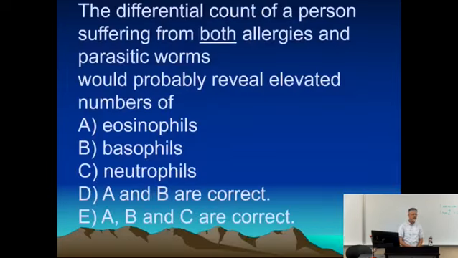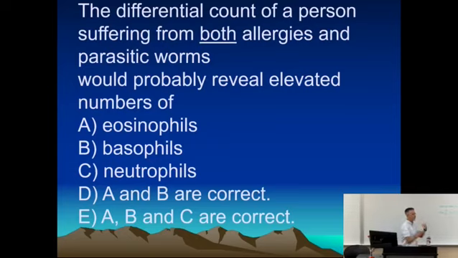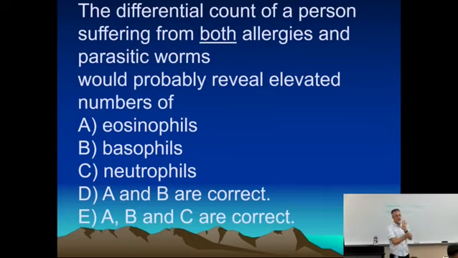How about this one? The differential count of a person suffering from both allergies and parasitic worms would probably reveal elevated numbers of. So this is helping us to review. We have 5 different types of white blood cells, each one with a different function to help us protect against different types of pathogens. So we're basically addressing 2 different ones. What do you think?